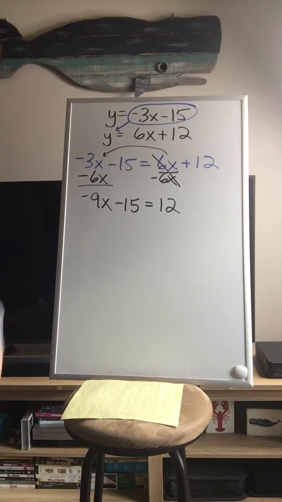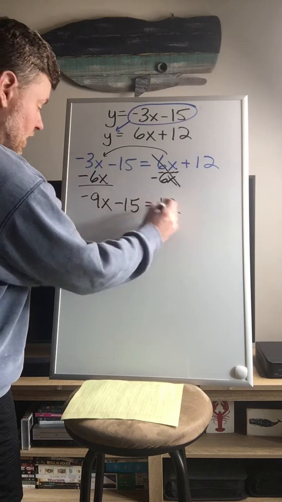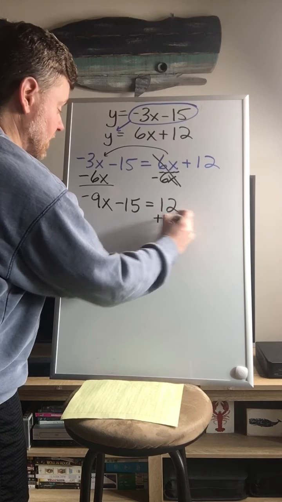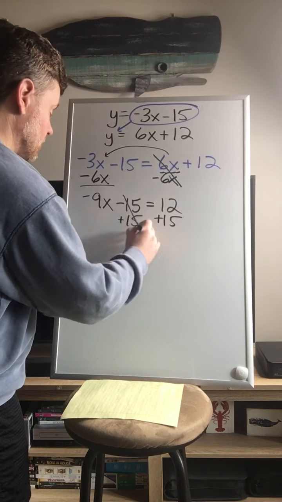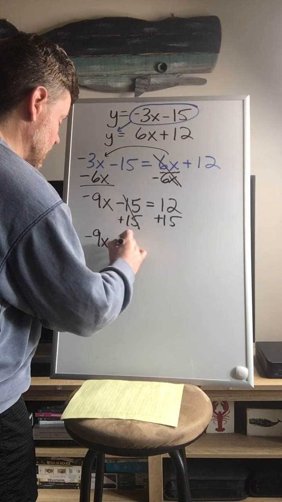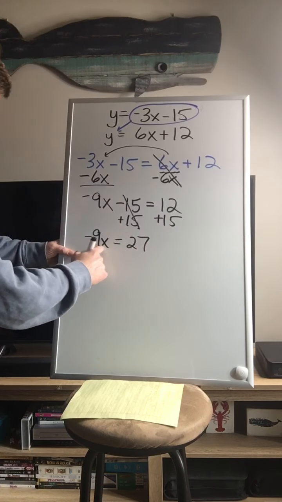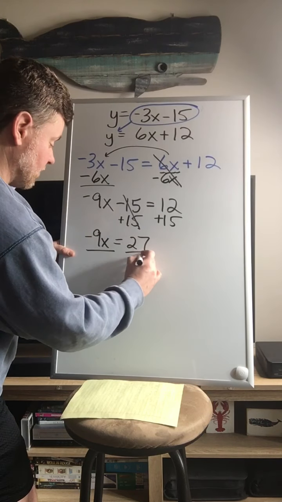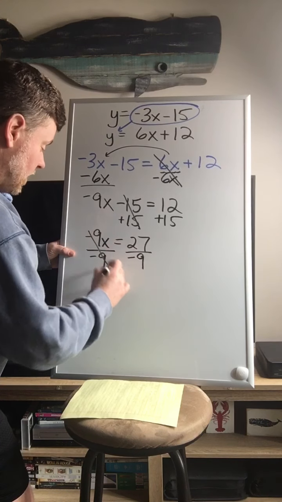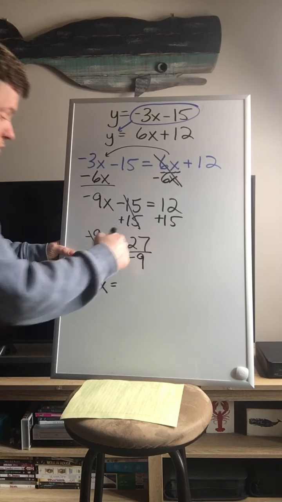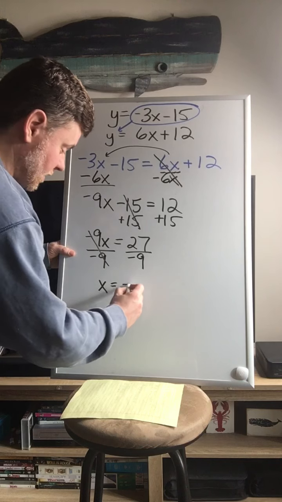Right? And now I'm just going to finish up my solving. Get rid of the minus 15 by adding 15. So negative 9x, and then you're going to get 27. And then since it's multiplication, you divide by negative 9. And watch your negatives. X comes out to be 27 divided by negative 9, which is negative 3.